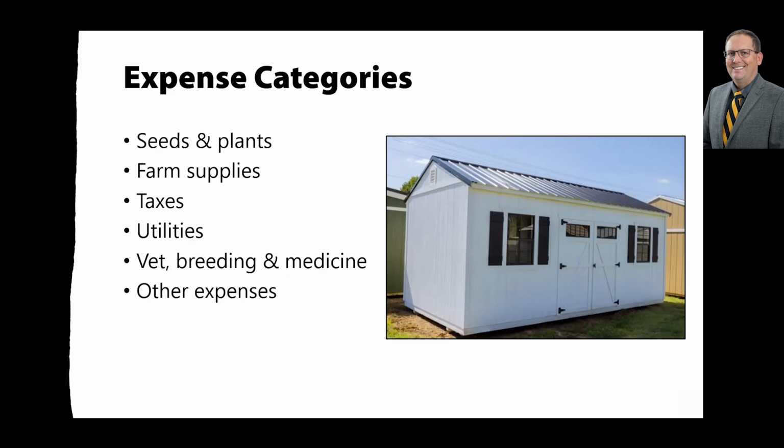Utilities, so if you're able to separate your personal utilities from your business utilities, anything related to water, electricity, other utilities related to the business enterprise, those all fit in. If you have animals, if you have to hire a veterinarian to help with the animals that you have, medicine, or any specialized services, those things fit into a Schedule F as expenses. And then last is the other expenses.